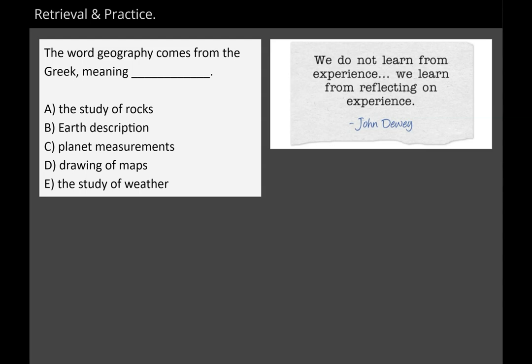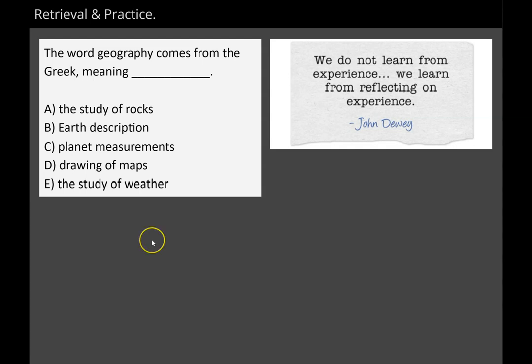Okay, perfect. So, what is geography? Well, it's not the study of rocks. That is geology. It's B, Earth description. That is actually exactly what geography is, as we covered in our last class. Planet measurements, nope. Drawing of maps, sure, we do maps in geography, but the creating of maps is actually cartography. The study of weather is actually meteorology. So in this case, B, Earth description.